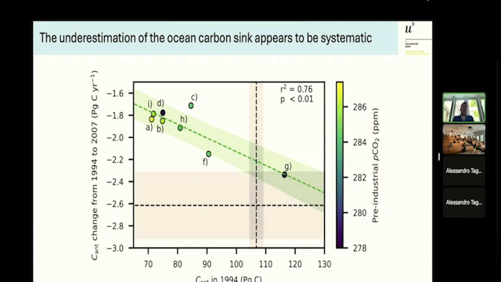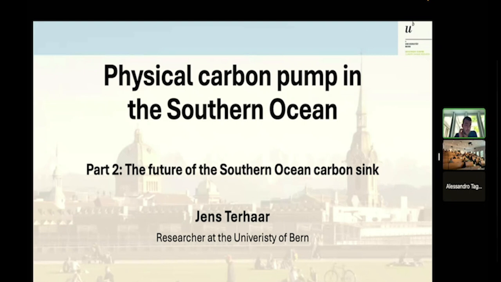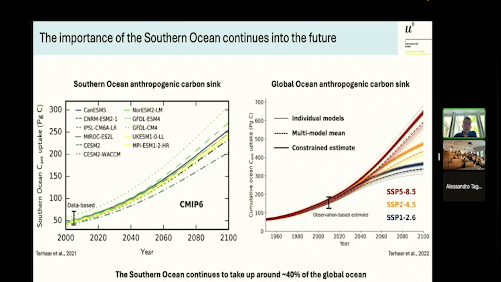out why. A couple of things I've shown you yesterday already: the late starting date that influences the uptake of carbon, and other things I'm going to talk about now when I discuss the future ocean carbon sink in the Southern Ocean. So this would be the second part of this talk, about the future of the Southern Ocean carbon sink and how we think it's going to evolve, how certain we are about this, and what we can do to reduce uncertainties. So we'll dive directly into this.